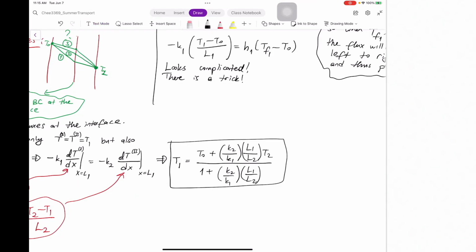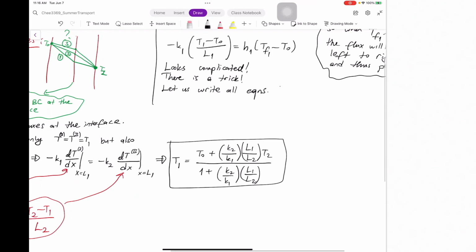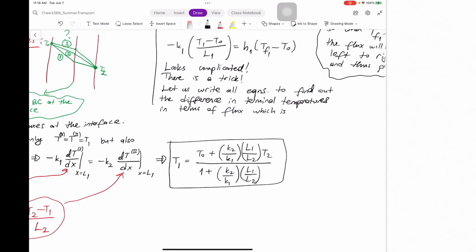So what we are going to do is write down all equations to find out the difference in terminal temperatures in terms of flux, which is constant throughout the system. Okay, so that's the trick.